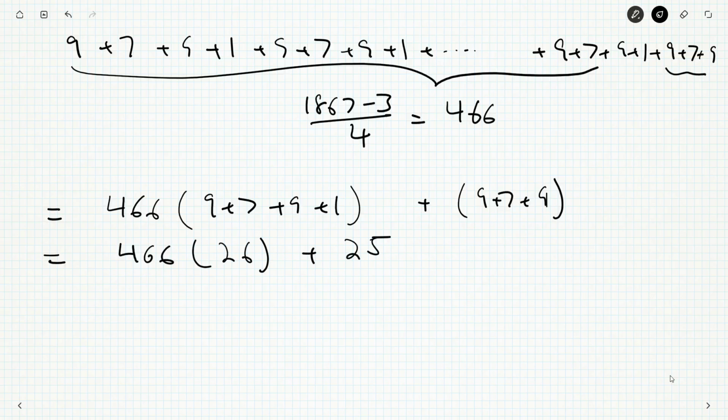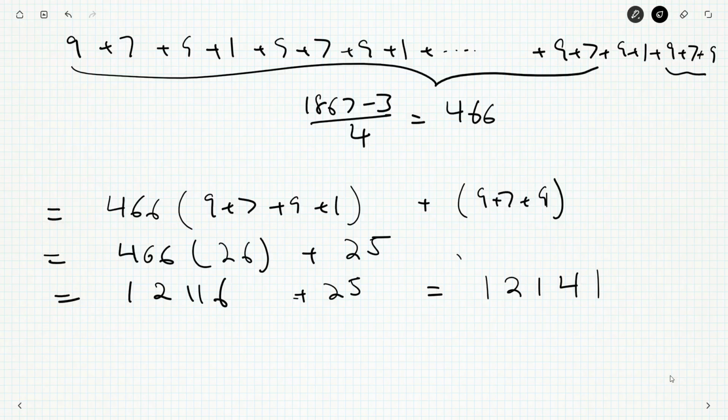466 times 26 is 12,116 plus the 25 is 12141. And that's our final answer.